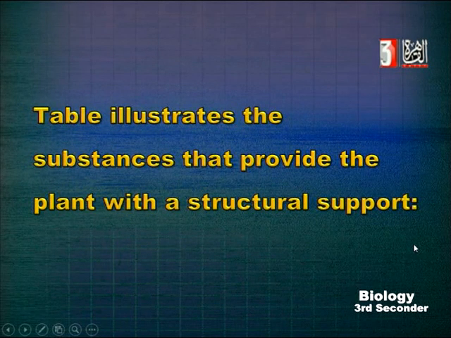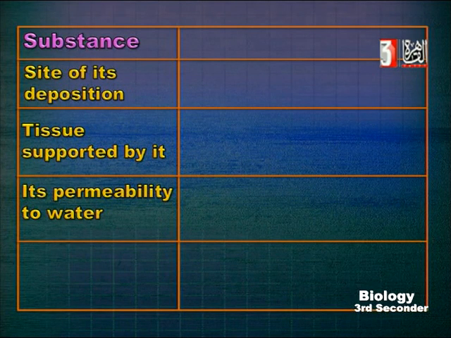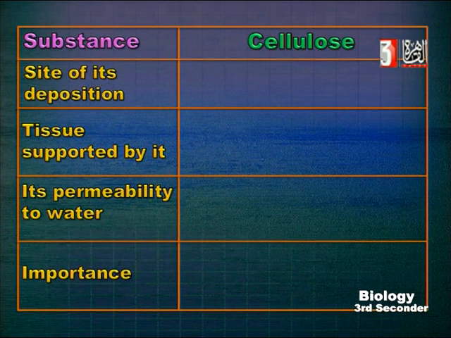This table illustrates substances that provide the plant with structural support. We will discuss here each substance that provides the cell with the structural support. Here will be the substance and the site of deposition, the tissue supplied by it, its permeability to water and its importance. The first one is cellulose.